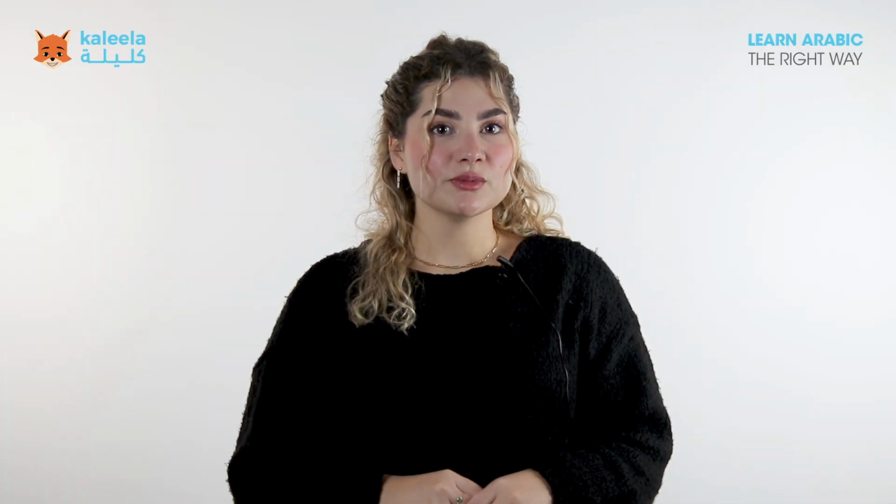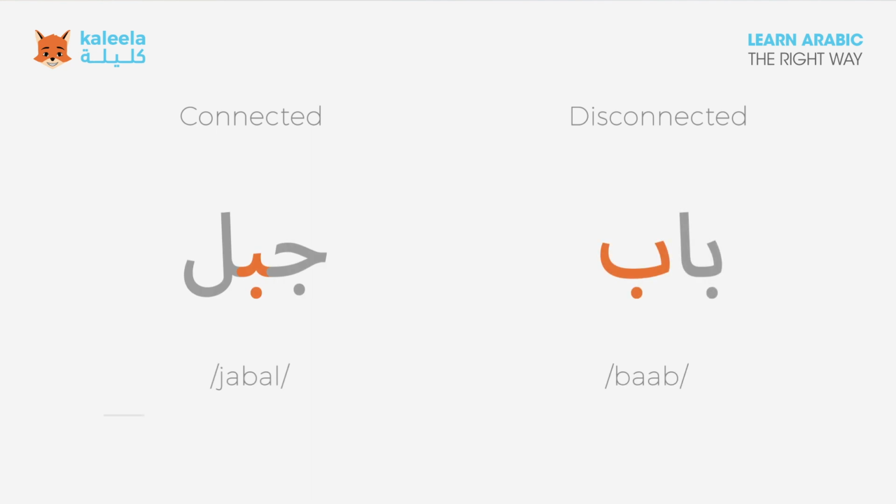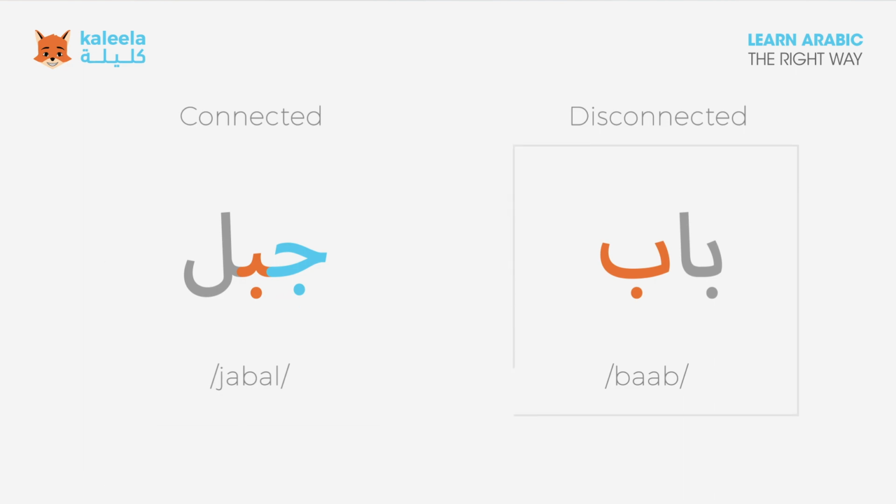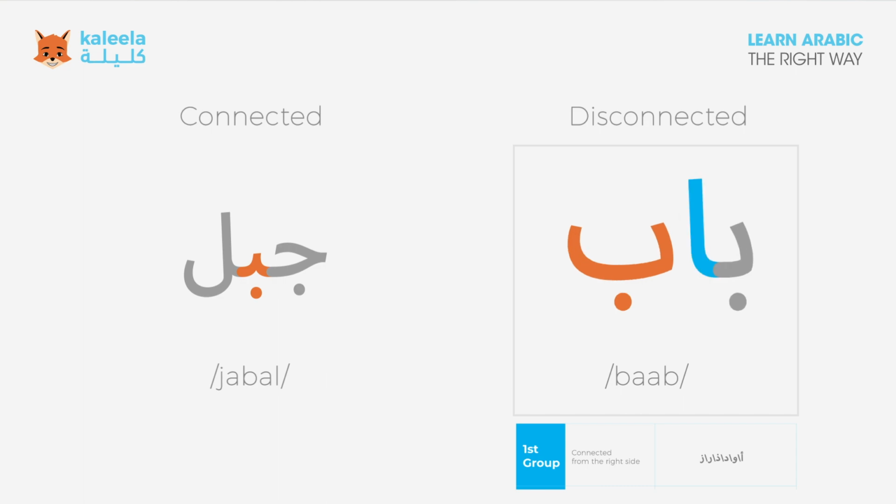After knowing all the shapes of the letter Ba, why is it connected in some cases and disconnected in others? We conclude that the letter Ba always comes connected when it is surrounded by letters from the second group, as in Jabal. Jim falls in the second group, and it also comes disconnected from the right side only when it is preceded by letters from the first group, as in Bab. Alif falls in the first group.